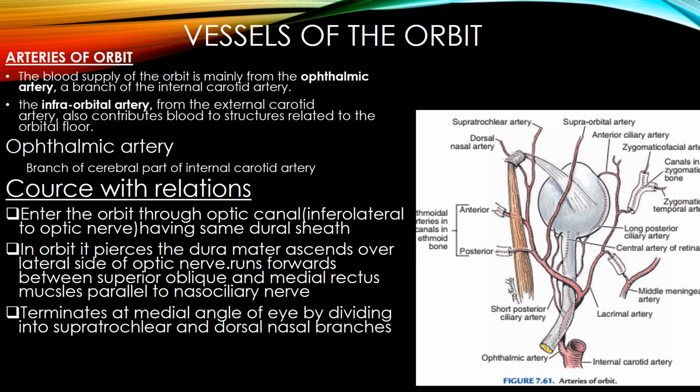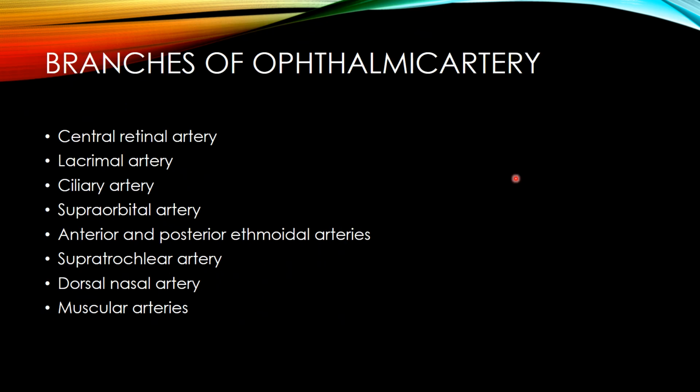dorsonasal artery. During its course, it gives branches: central retinal artery, lacrimal artery, ciliary artery, supraorbital artery, anterior and posterior ethmoidal arteries, supratrochlear terminating artery, dorsal nasal terminating artery, and the muscular arteries.